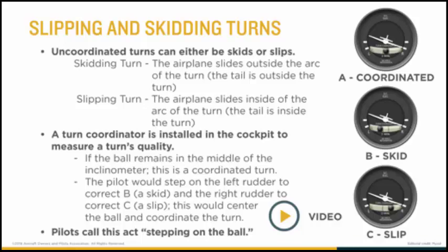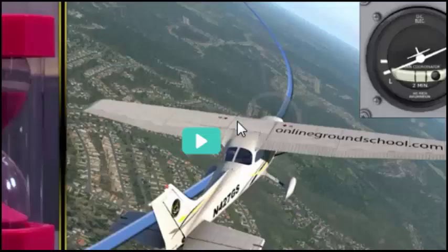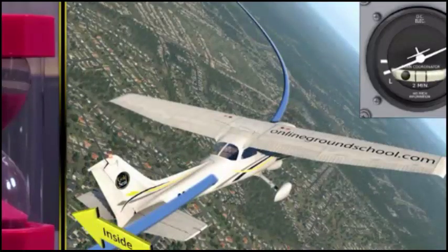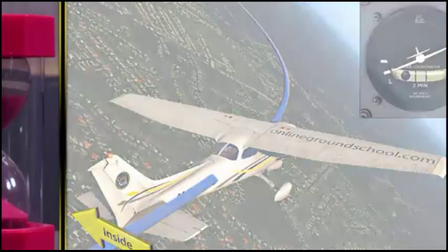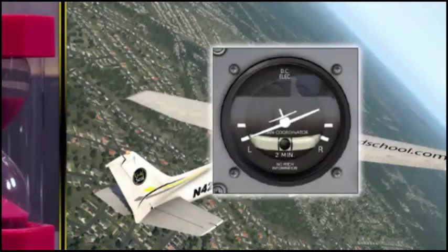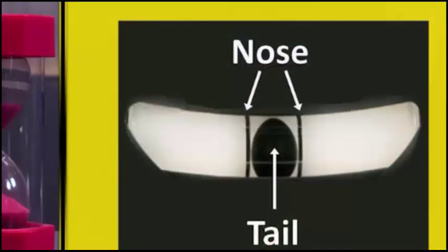Let's see a quick video of this. If the ball is to the right, push the right rudder. If it's to the left, push the left rudder. This will move the ball back toward the center. Your goal is to maintain whatever rudder pressure is needed so that the ball remains caged between the two vertical lines. Think of the cage, the center section of the inclinometer, as the airplane's nose, and the ball as the airplane's tail. When the ball is centered, the tail is tracking the nose, and your airplane is happily experiencing coordinated flight.